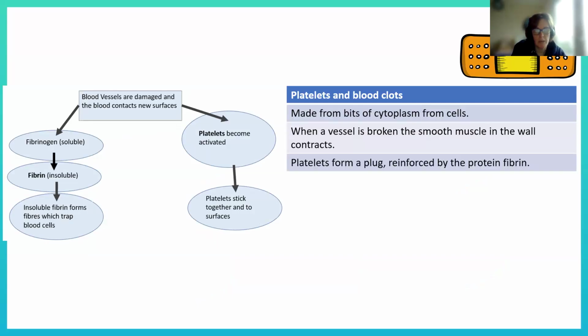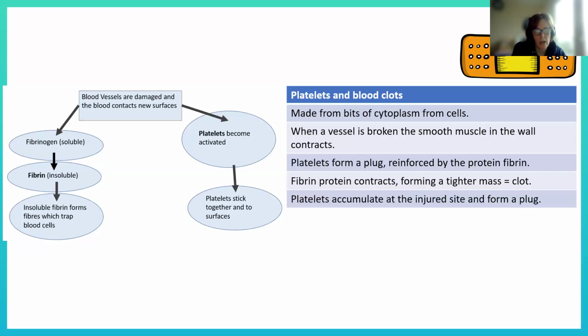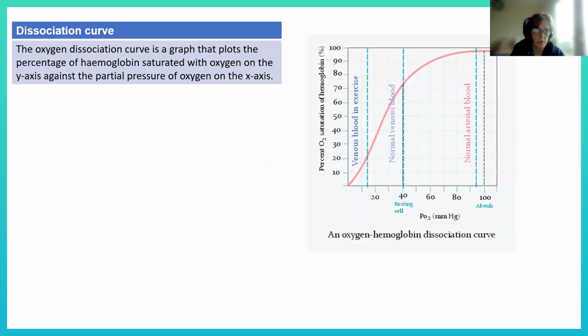And you'll have platelets forming the plug. This is reinforced by the fibrin. This traps the blood cells and forms a clot. Platelets, everything is accumulating and sticking together, reinforced and tangled together by these fibrin particles and stopping you bleeding out, essentially. So that's how your clotting process works.